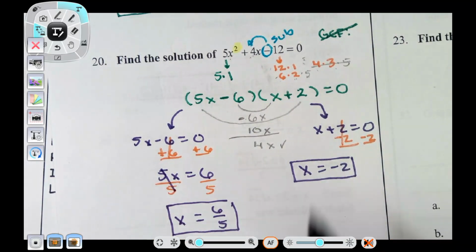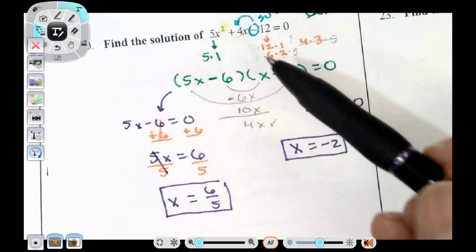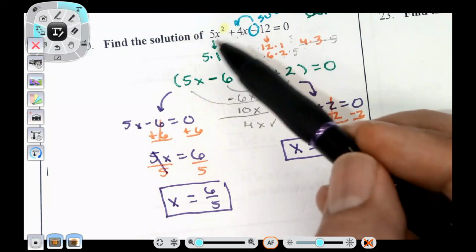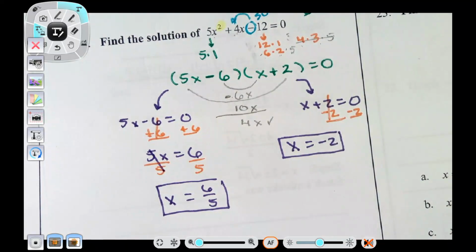Quadratics, everybody. We only do factoring. We only do quadratic formula, of course, if we're dealing with quadratics, powers of 2. We don't do it for anything else.